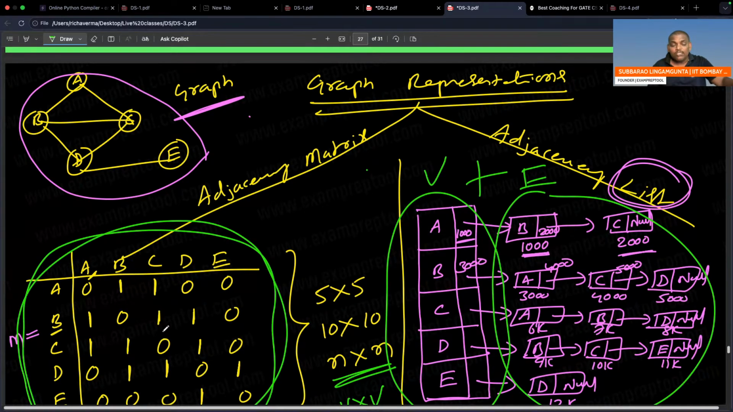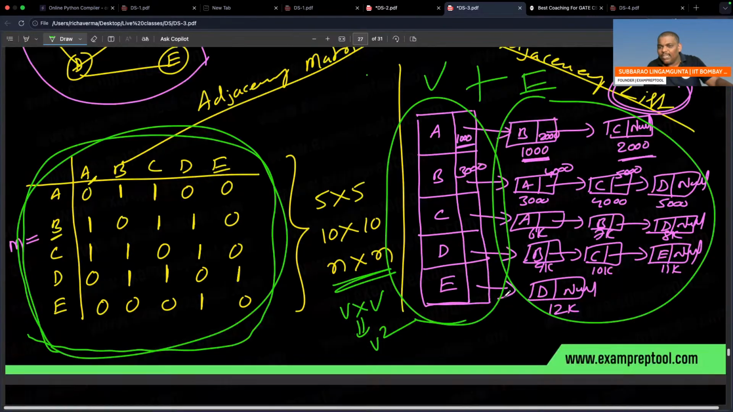But remember, inside the computer there is no graph. The graph will be represented either like this or like that. Now understand. Can anyone help me? Careful, everyone.